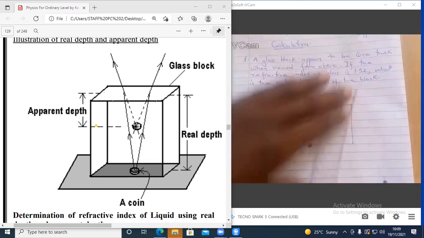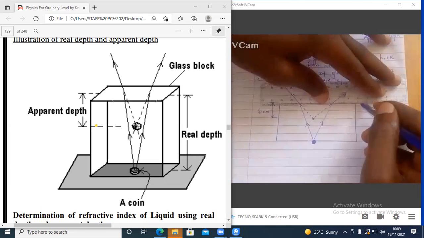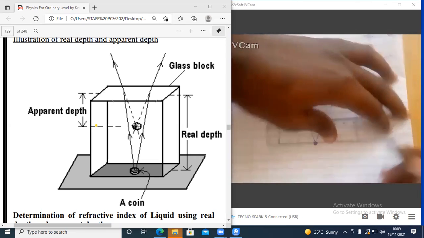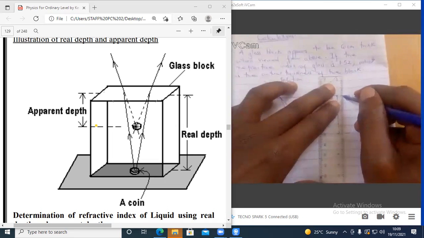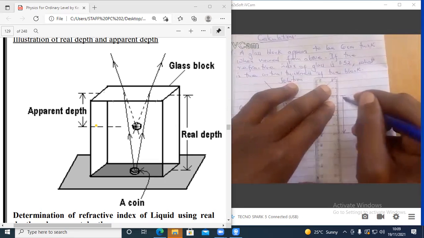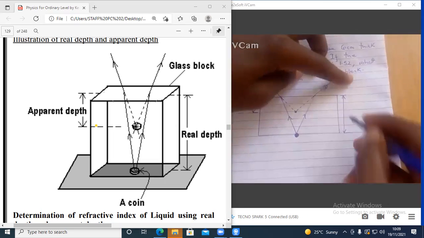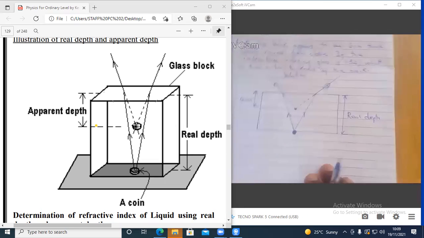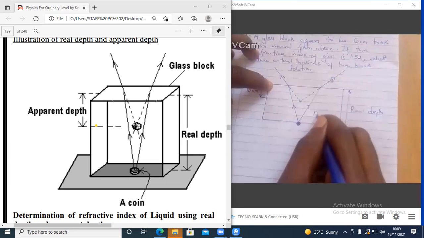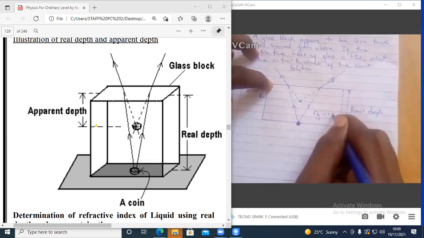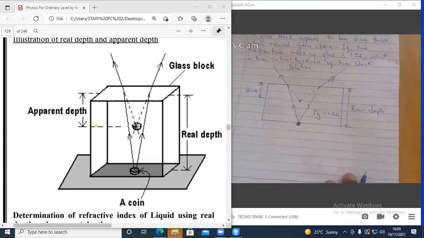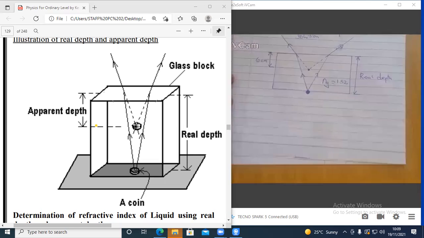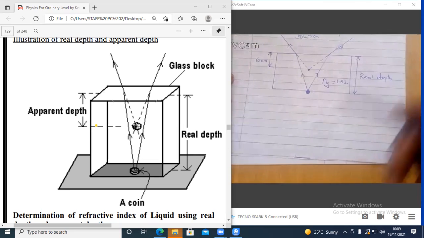Now they want us to find the actual thickness of the glass block, which is this one here. This is the real depth. But they have given us the refractive index of the glass, 1.52. So now what are we going to do?